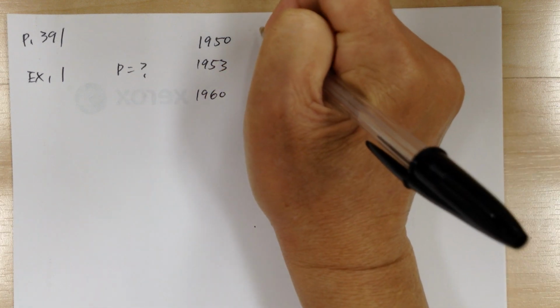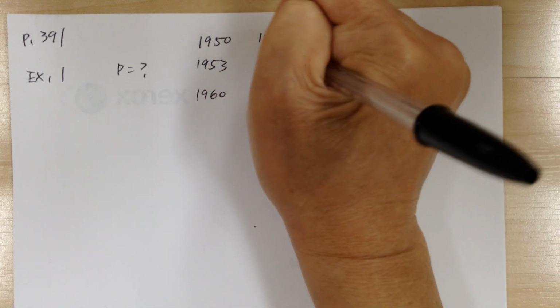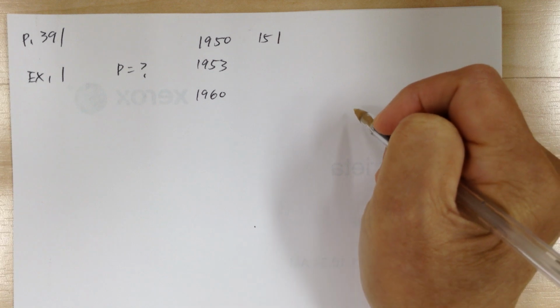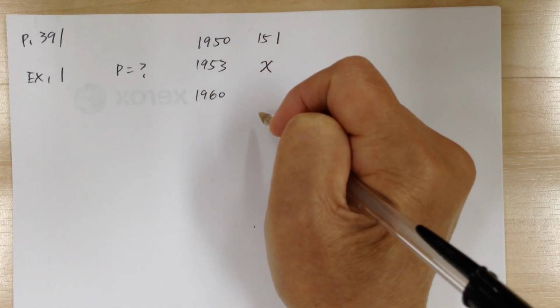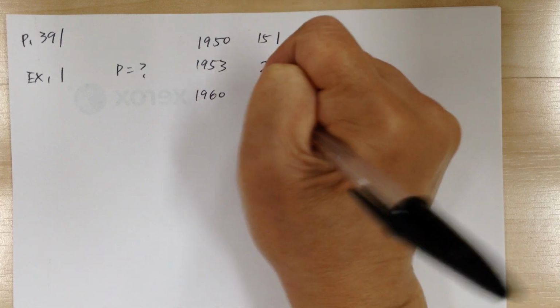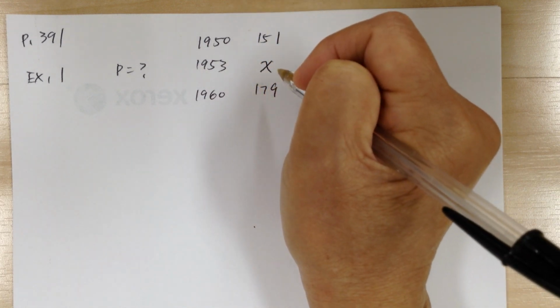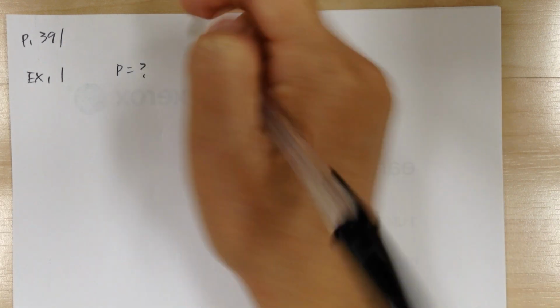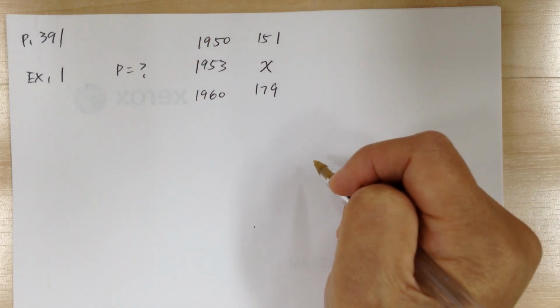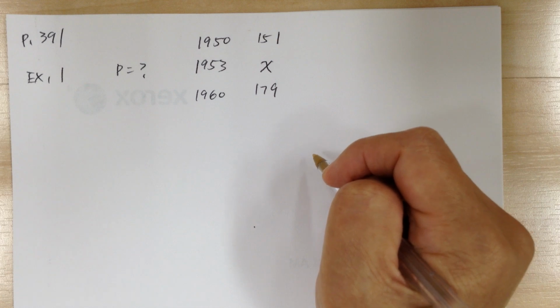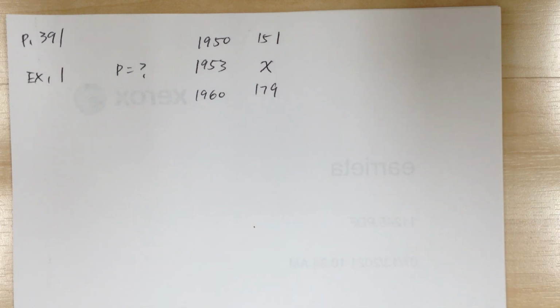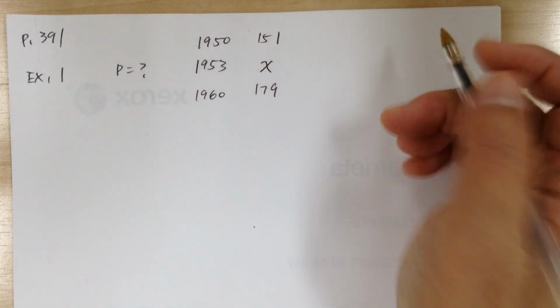In 1950, the population is 151. You're looking for 1953, so that's your x. And 1960 is 179. The next thing you want to do is use the ratio. When you're writing the ratio, you can write it any way you want as long as you match up exactly.